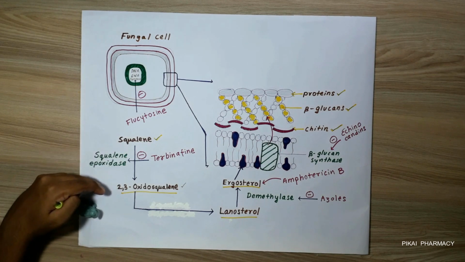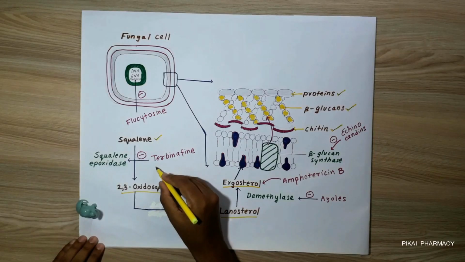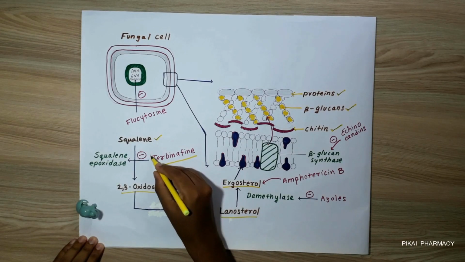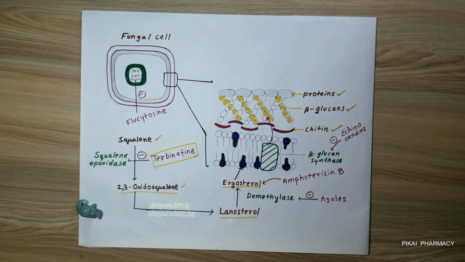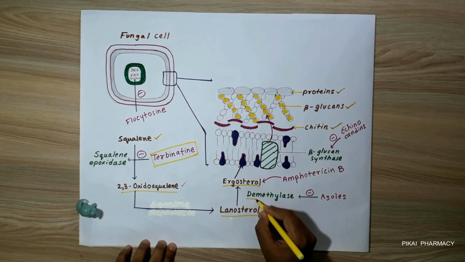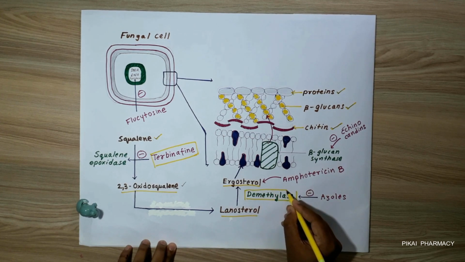So the first step is the conversion of squalene to 2,3-oxidosqualene. It is done by the enzyme squalene epoxidase. Terbinafines are a group of drugs that inhibit this enzyme and stop the production of 2,3-oxidosqualene. Thus it inhibits the production of ergosterol also. The final step, that is the conversion of lanosterol to ergosterol, is done by the enzyme known as demethylase. So demethylase helps in the conversion of lanosterol to ergosterol.